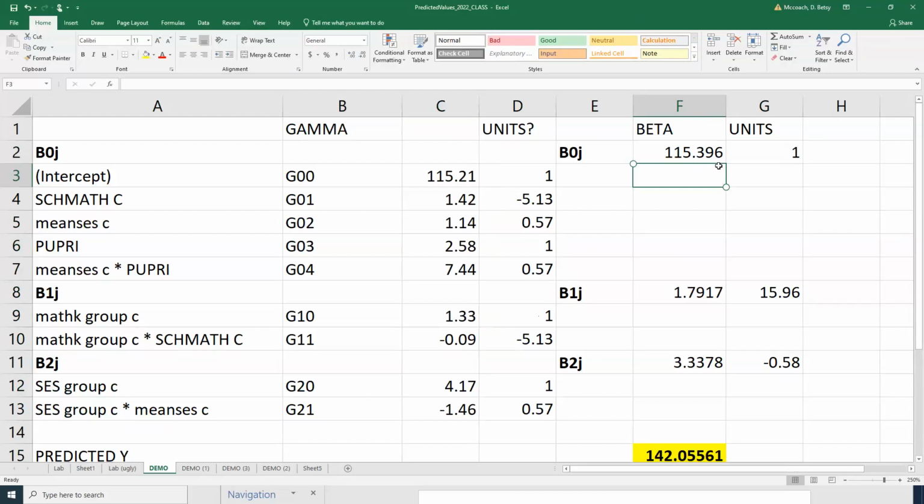The negative 0.09. Okay. So the negative 0.09, that's our gamma 1 1, right? Yeah, gamma 1 1. And it's getting multiplied by, I actually have labeled my things with gammas, here I've got my gammas. So the negative 0.09 is gamma 1 1, and it's getting multiplied by the number of standard deviations. This part is the 2 point, you know what this is, that's the math K group C, how many units above the mean.